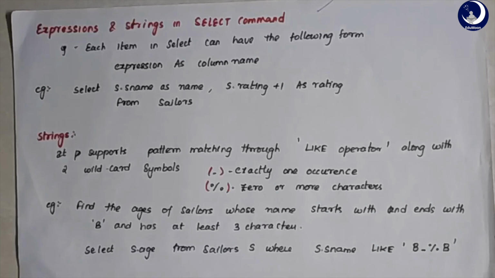So let's look at an example. Find the ages of sailors whose name starts and ends with B, and it should have at least 3 characters. Okay, the answer is: select s dot age from sailors s where s dot sname like, there you will specify starting with B. It should have one character, because we have a condition of at least 3 characters, so we'll specify an underscore. Then you will specify a percent sign, which says it can have 0 or more characters. So this is how you use strings in a query.